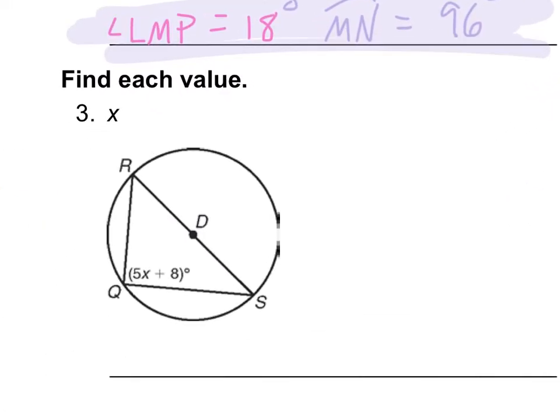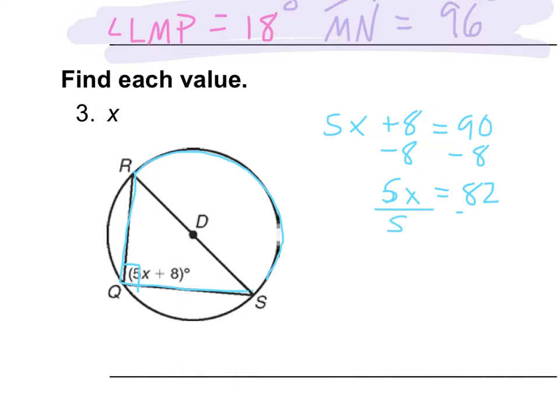Okay, next we have to find what X is. So here we have a semicircle, so this angle is going to be a right angle, and we know a right angle is 90 degrees. So 5x plus 8 is equal to 90. To solve for x, we're going to subtract 8 on both sides, so we get 5x is equal to 82. Then divide both sides by 5, and x is equal to 16.4.